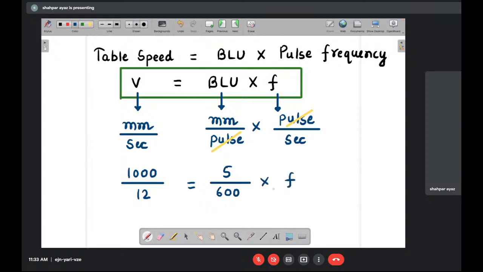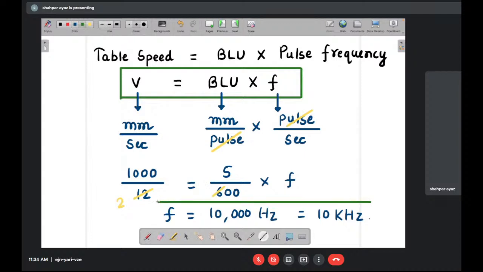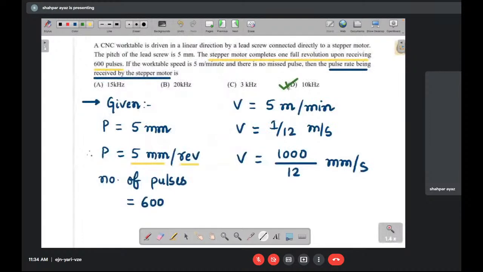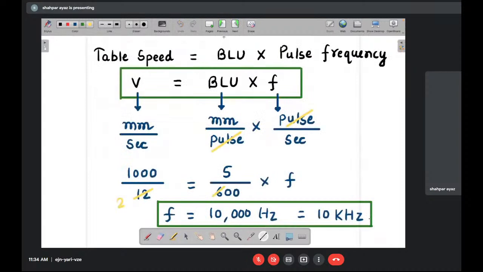Into pulse frequency f. Now guys, whenever you solve this expression, f is going to be 10,000 hertz, meaning pulses per second. Therefore, it is 10 kilohertz. Clear? Clear, Ravi? All of you clear or not, my dear? Therefore, the right answer in the options, if you check, is 10 kilohertz. Done, all of you.